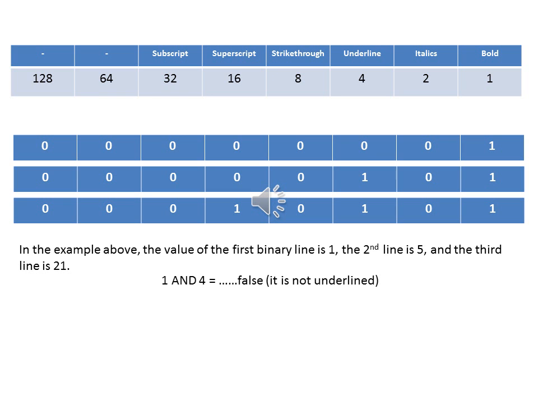4 is not one of the bits turned on to make the number 1. If I said 5 AND 4, it would be true, which means that it is underlined, because 4 is one of the bits turned on to make the number 5. And then in the third line, which is 21, I would say 21 AND 4 is true, because the 4 bit is turned on to make the number 21.